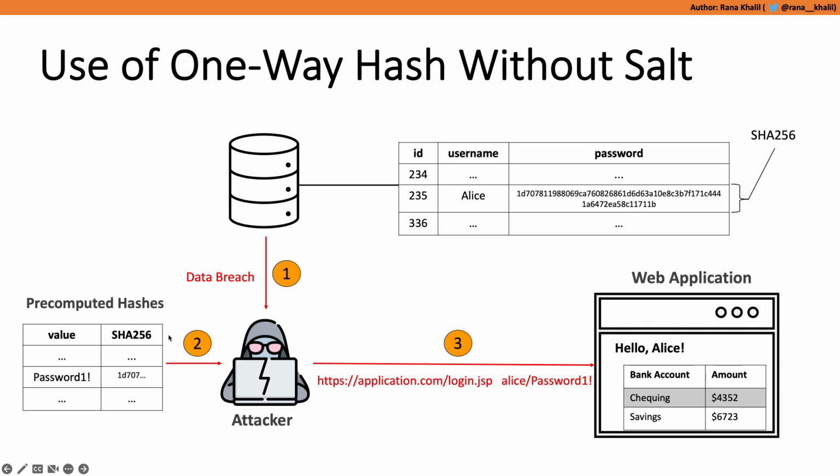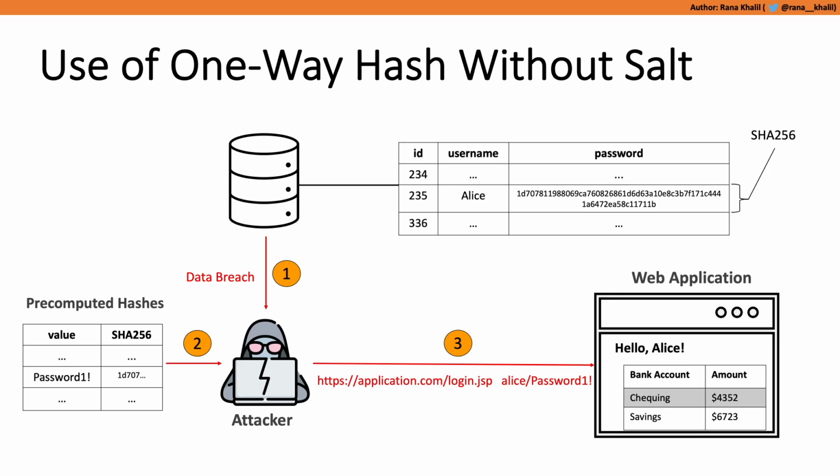Now, when a breach occurs, all I have to do is check if any of the hashes that have been dumped in the breach equal any of the hashes in my pre-computed table. If there's a match, then what I have to do is look at the corresponding plain text value in my table and then use that to log into the application.